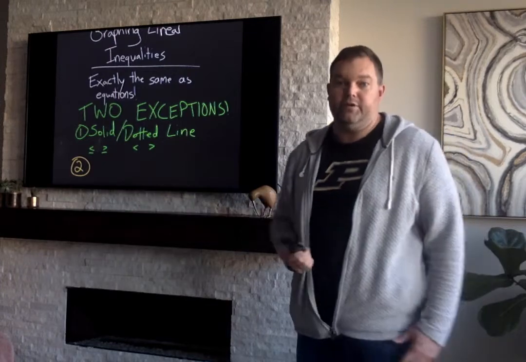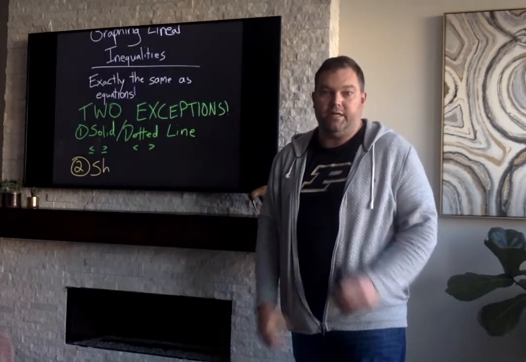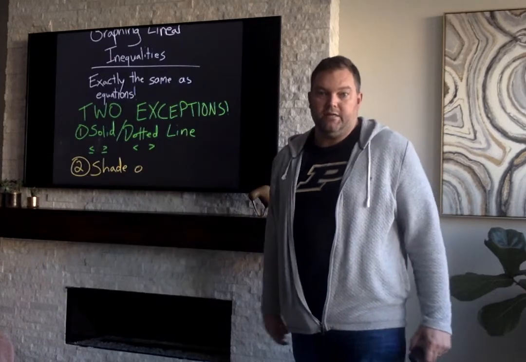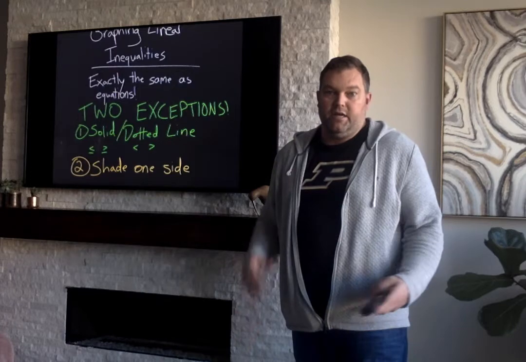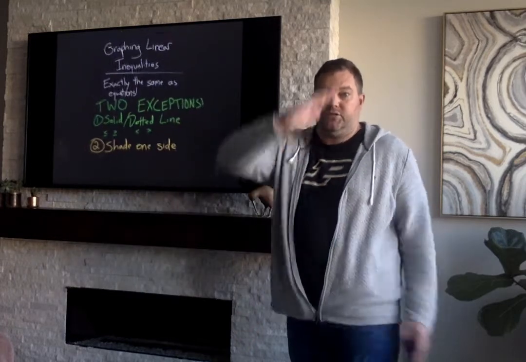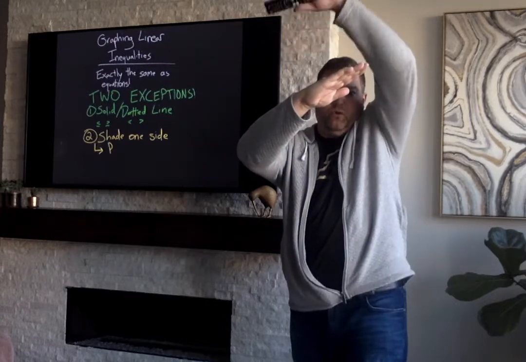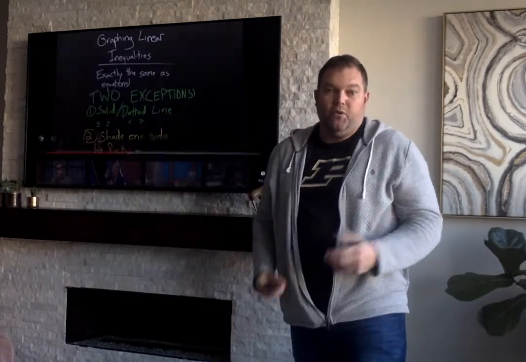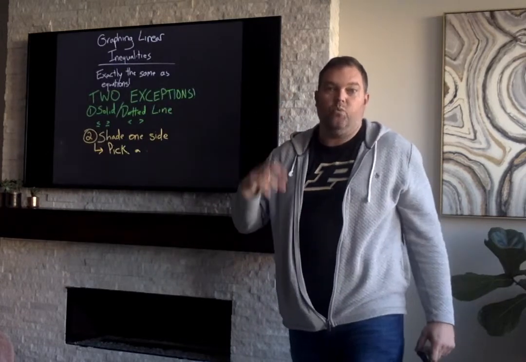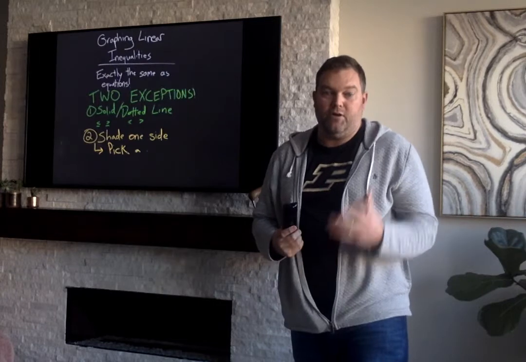All right, the other exception is that whenever we're graphing an inequality, we will be shading one side of the line, okay? And to figure out which side, so if you've got a line like this, we're either going to be shading down here or up here, one or the other, because all of those points that are shaded would work for that inequality. So how do we figure out which side?